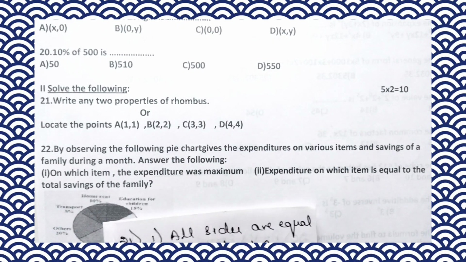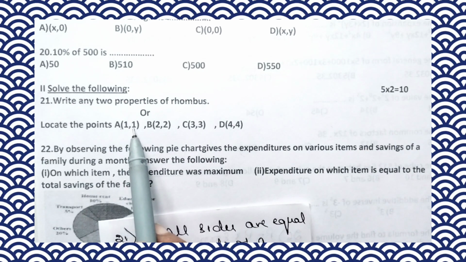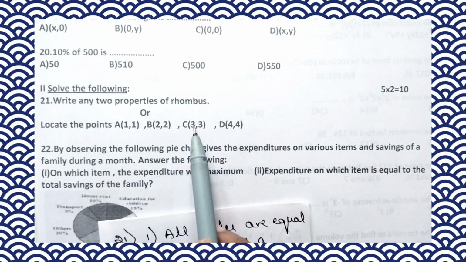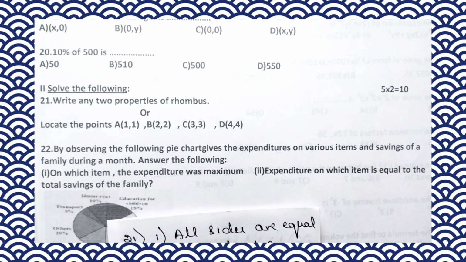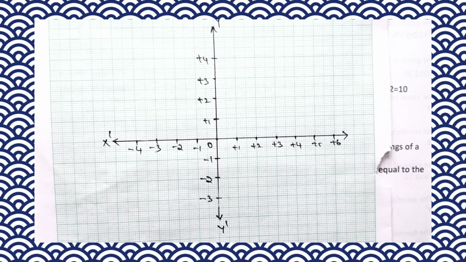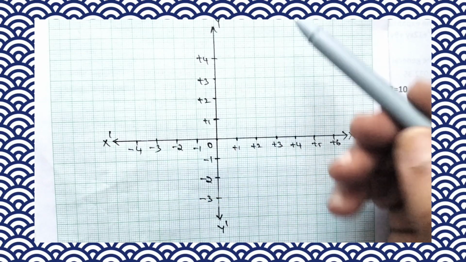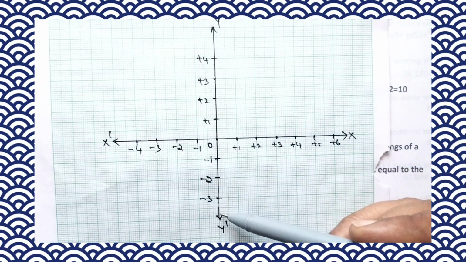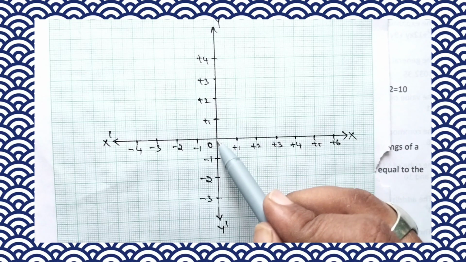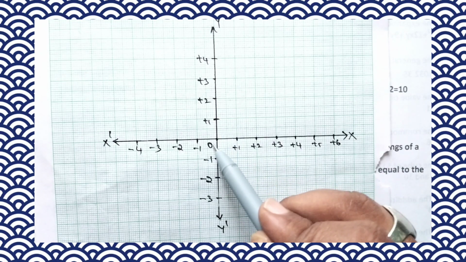The next question is: locate the points A(1, 1), B(2, 2), C(3, 3) and D(4, 4). So we will locate these on a graph. Now let us mark the points on a graph. This is the x axis, X'OX is the x axis, Y'OY is the y axis, and this is the origin. The coordinate of the origin is (0, 0).